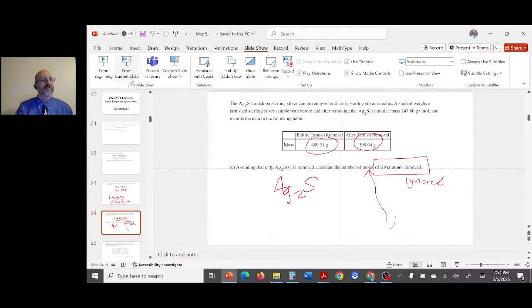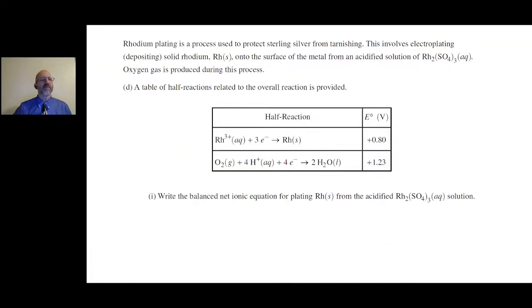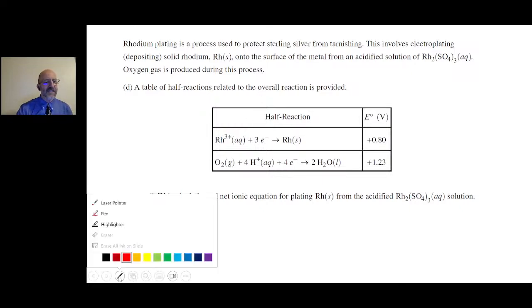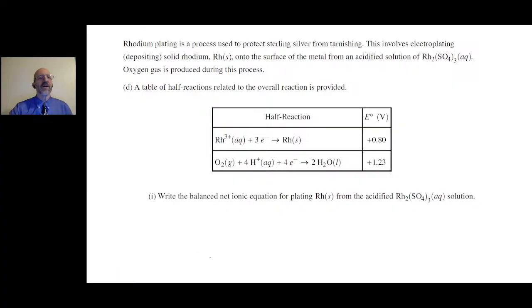Okay, next part. I think we're going to do some electrochemistry here. It says rhodium plating, and you're like, wait, aren't we just talking about silver? Well, rhodium plating is a process used to protect sterling silver from tarnishing. Now, we do have 2 half reactions. Is this a galvanic cell or is this an electrolytic cell? Well, the clue that this happens to be an electrolytic cell is because of the word electroplating. So electroplating, okay, so rhodium plating, that is referring to a process that requires electricity.